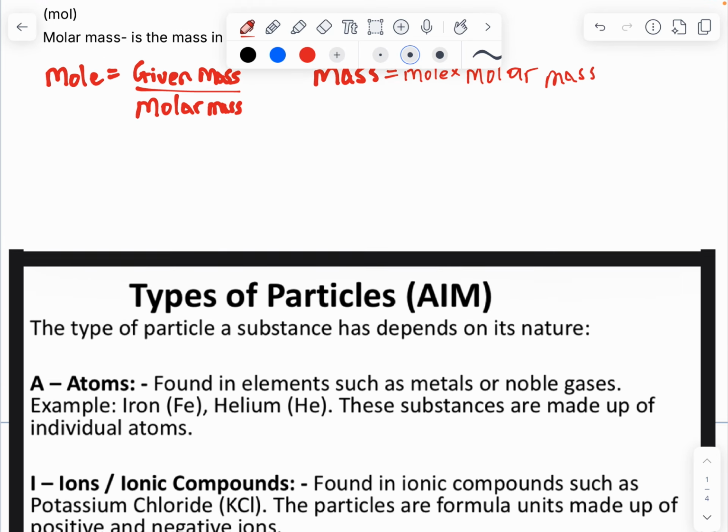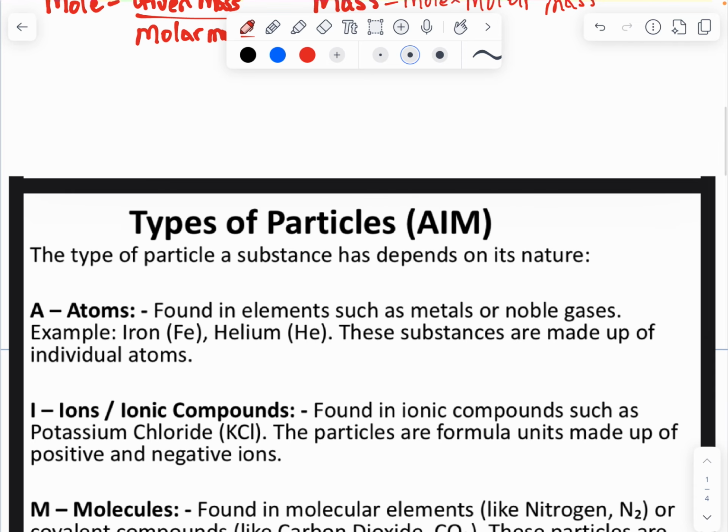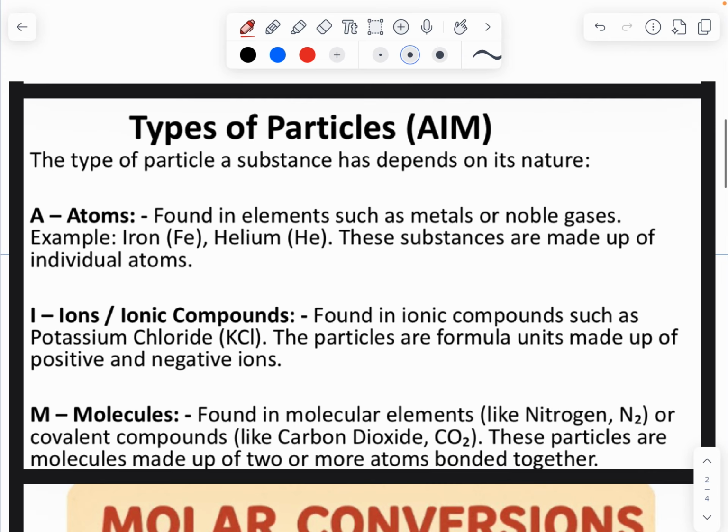Now what we're going to look at today is the conversion between the mole and the number of particles. But before we do that, we have to understand what the word particles means. I use this abbreviation AIM to remember what the particles are. A represents atoms, I represents ions or ionic compounds, and M represents molecules.